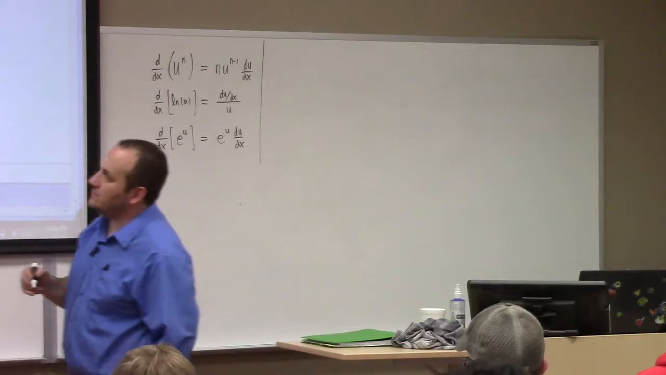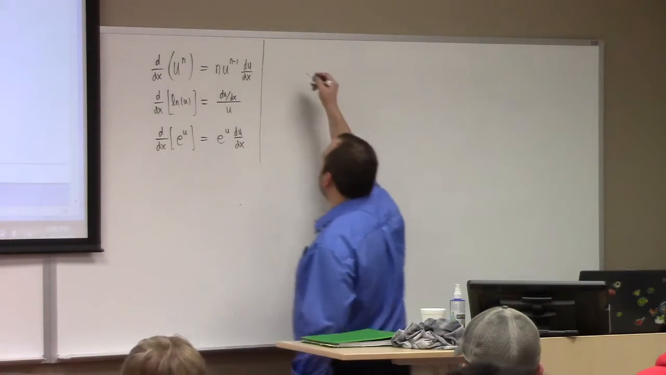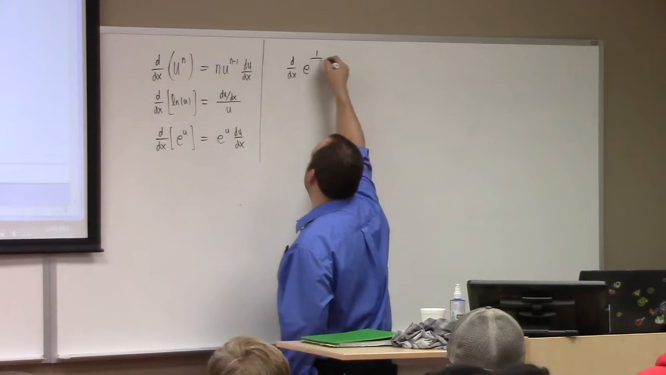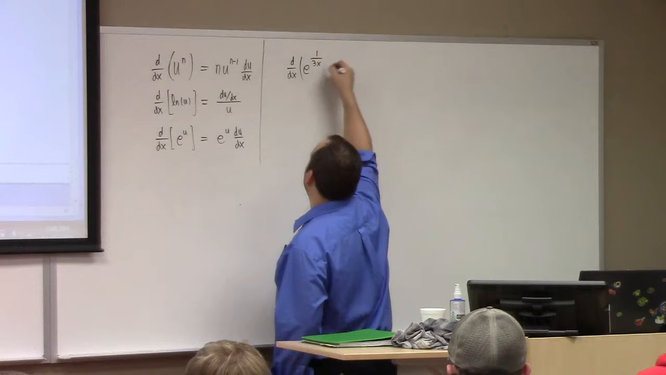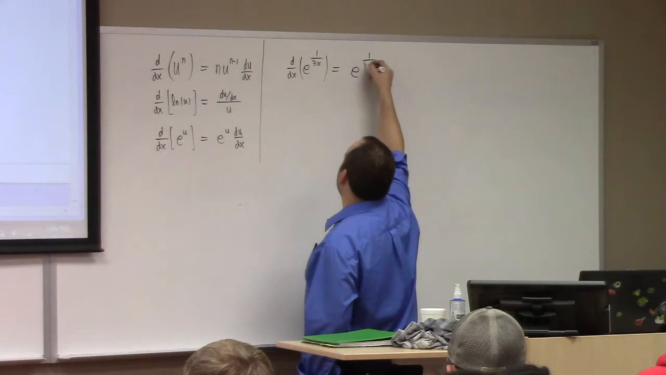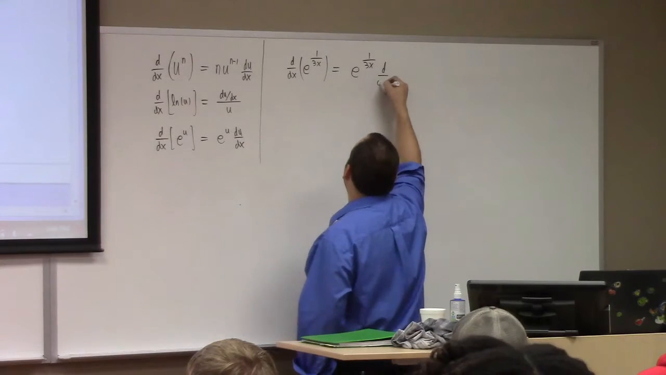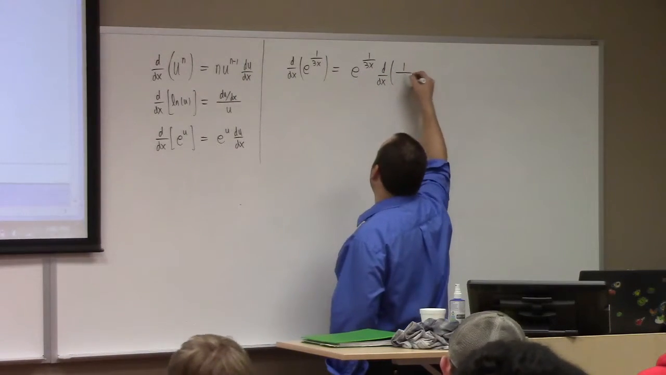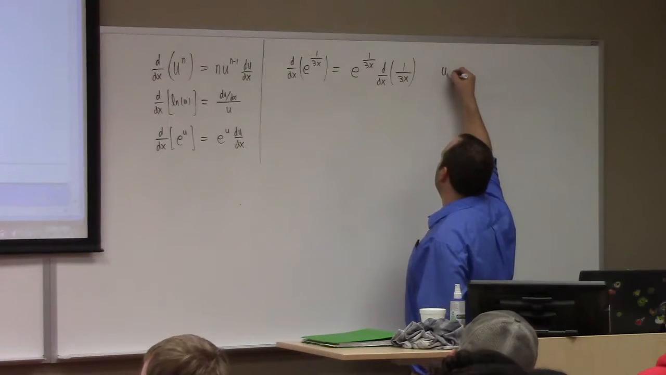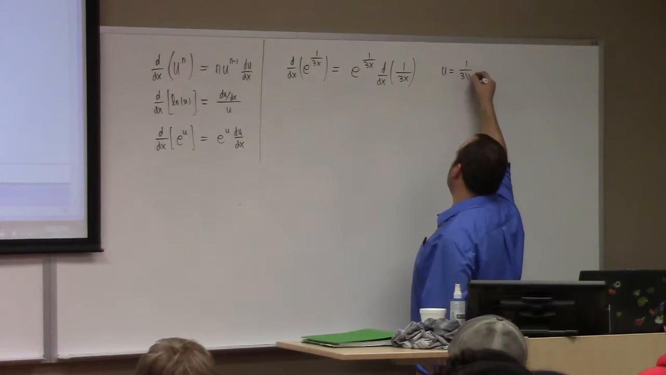Let's see here. So we're trying to differentiate e to the 1 over 3x, right? So the pattern here is that that's e to the 1 over 3x times the derivative with respect to x of 1 over 3x. In other words, u is 1 over 3x in this case, right?